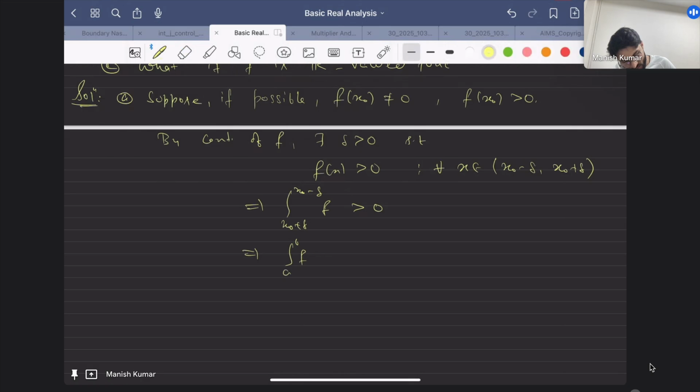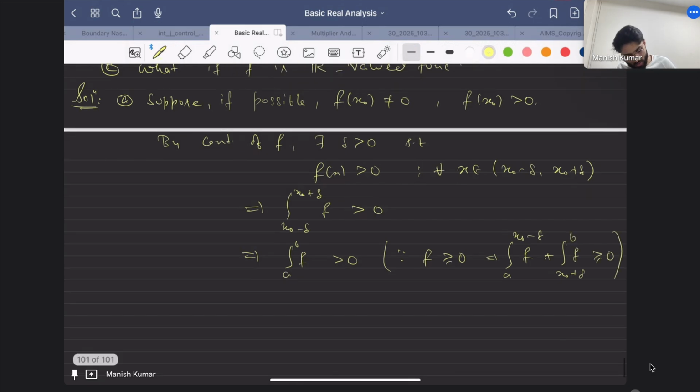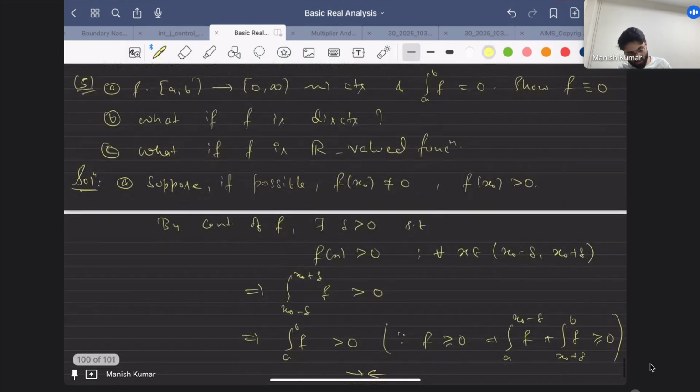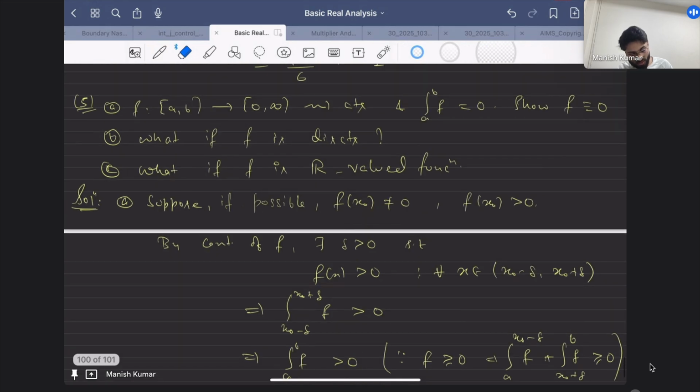Since f is greater than or equal to 0, the integral from a to x naught minus delta, and from x naught plus delta to b, of f is greater than or equal to 0. Okay, so this is a contradiction. So this function has to be identically equal to 0. This is the only place where we use the continuity of the function. If it's continuous at any x naught point, then at that point it should be 0. That's what it says. Let me write at x naught.